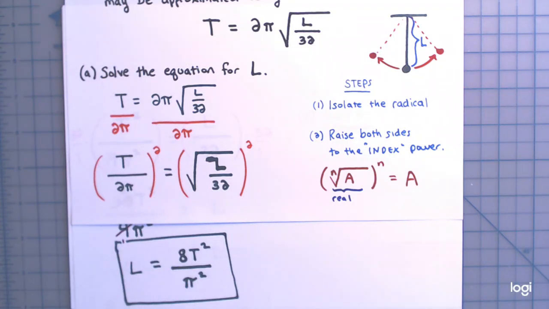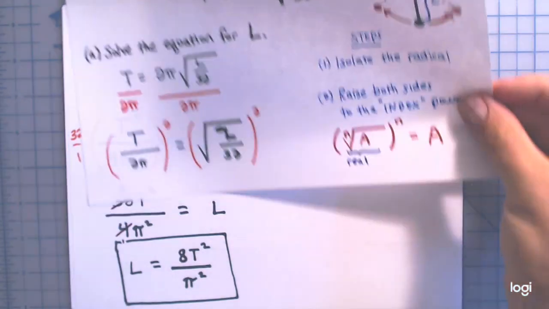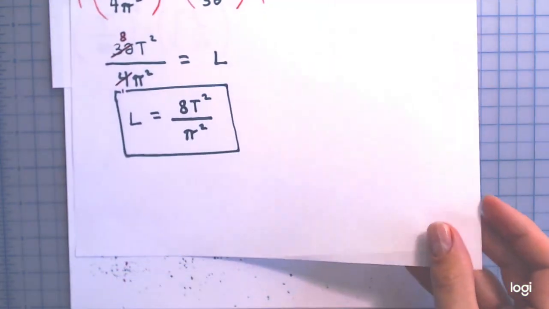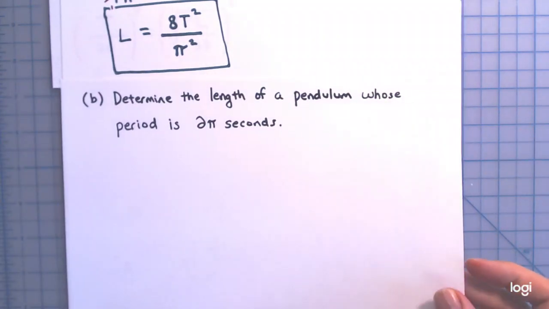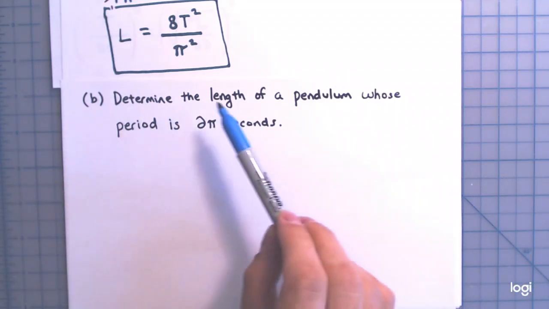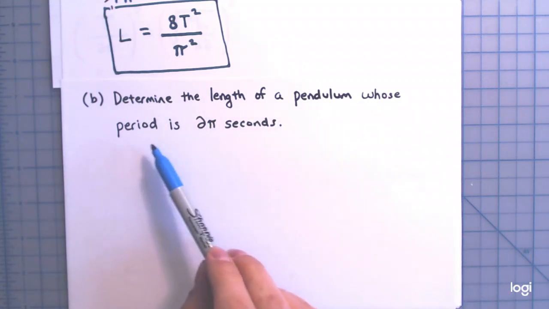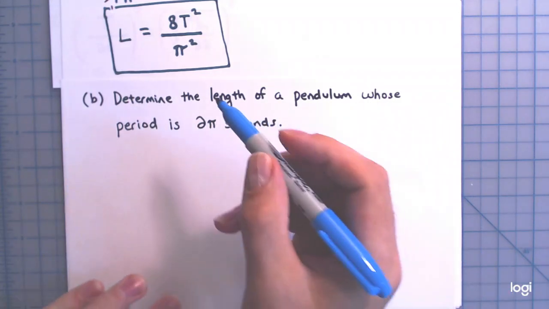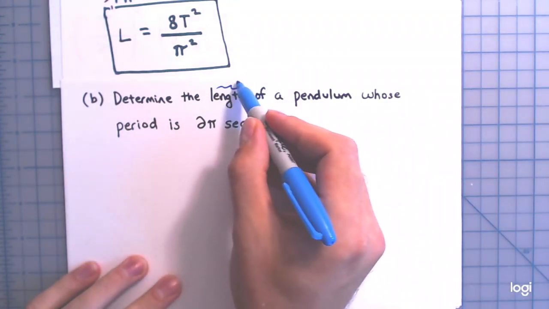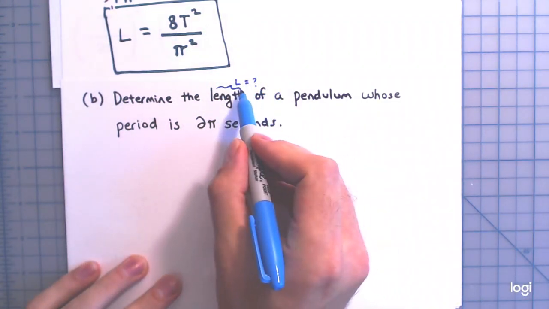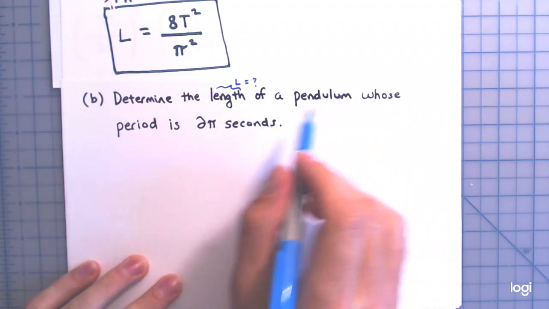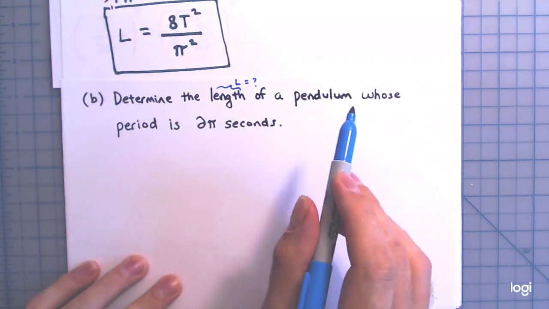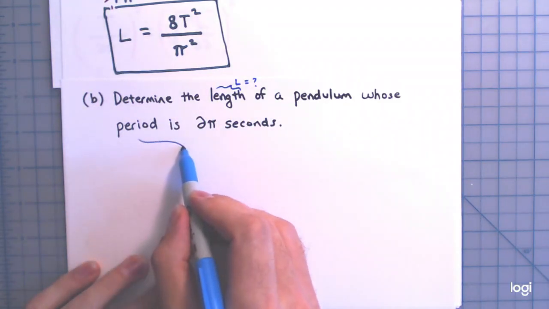Okay, now we have our original equation solved for L. I'm going to keep it up on the screen here. Part B of this problem, they're asking me to determine the length of a pendulum whose period is 2 pi seconds. So determine the length. That means they do not know L, right? The capital L equals question mark. They're giving me one piece of information: the pendulum's period is 2 pi seconds.